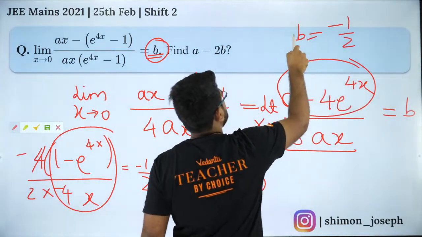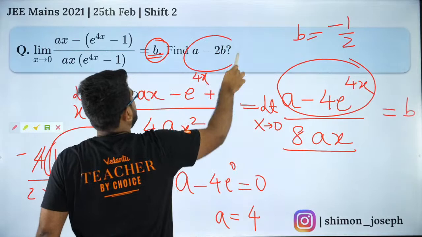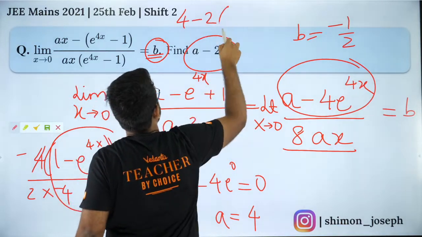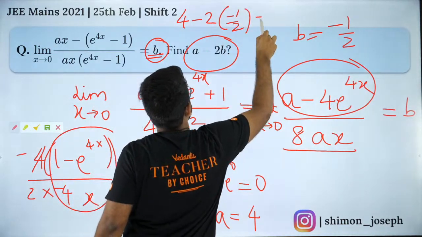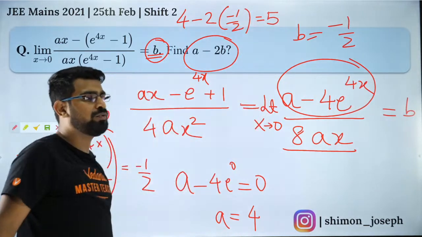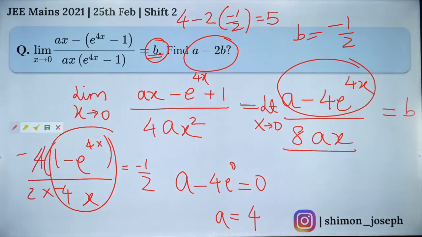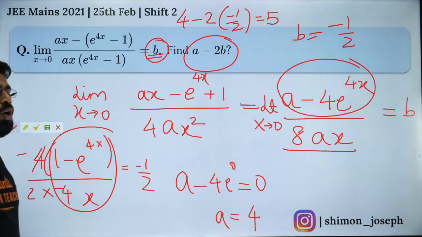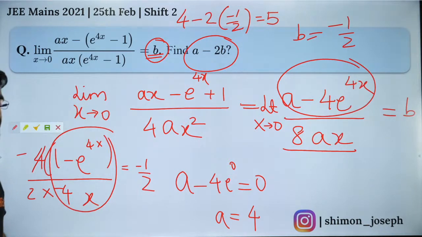So that is my limit. So what is the answer? a minus 2b. So 4 minus 2 times minus 1 by 2, which is equal to 5. So 5 is the answer for this question. It is a fantastic question. I hope you guys liked it. Everybody clear with it?